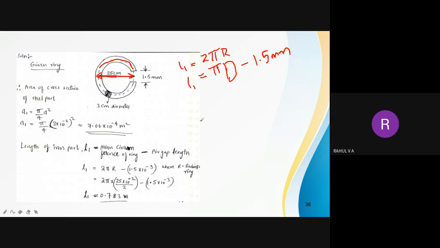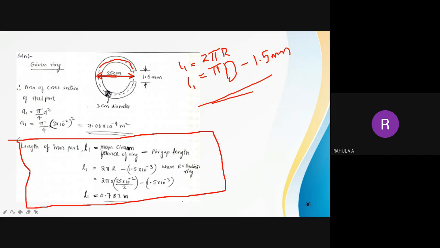Okay, so you can look at the second part of this. Mean length of iron part L1 is equal to the mean circumference, that is 2 pi r, or pi into d, because 2 into radius is diameter, or radius is equal to diameter by 2. So 2r is equal to d. So you can find 2 pi r or pi into d minus 1.5 into 10 raised to minus 3 meter.